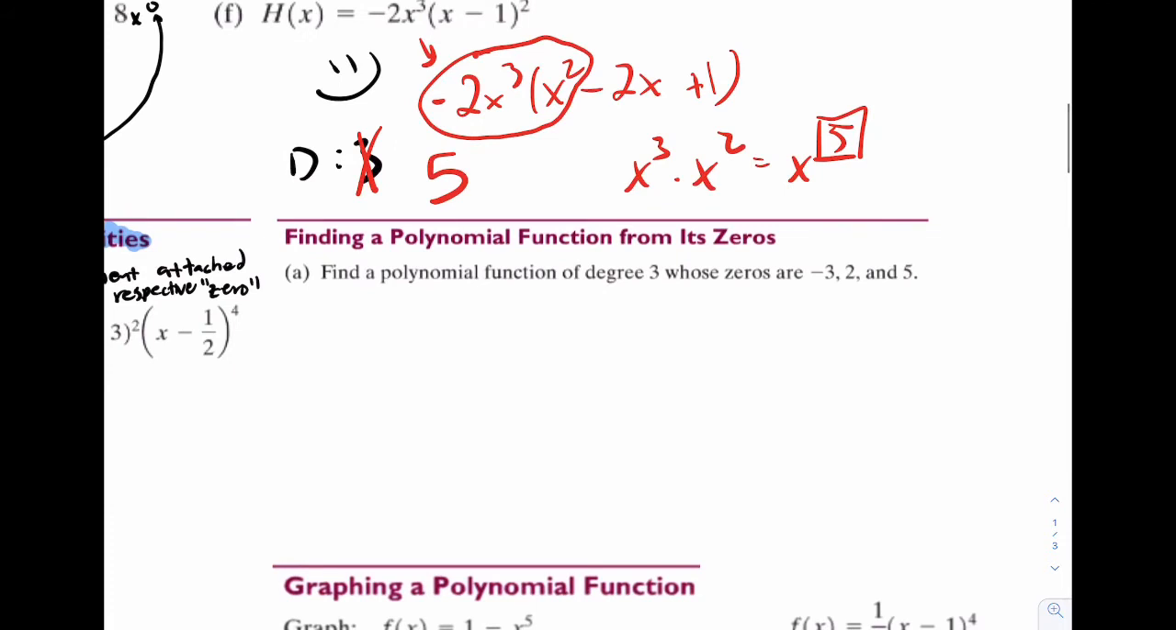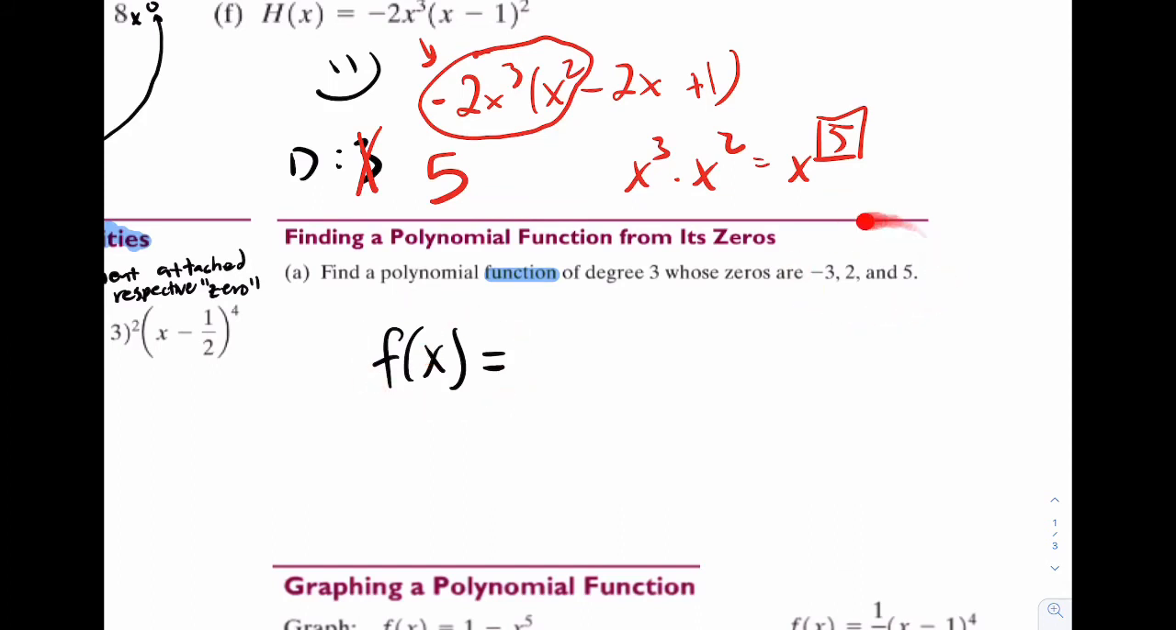Okay, so now we're going to go backwards. It says find a polynomial function of degree 3 where the zeros are this. So what I really want you guys to know is this word function is very important. As soon as you see write a function, your instinct has to be to write f of x equals. You need to have this because without this, you're not going to have a function. So again, never forget to just write this out even before you start working.